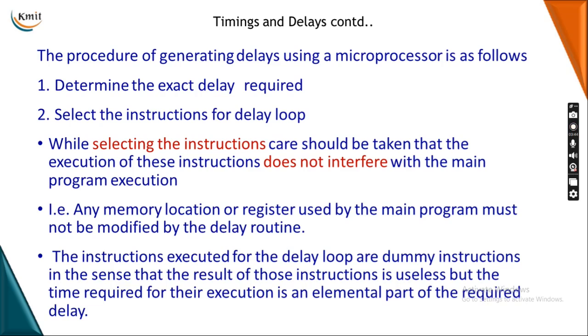The procedure for generating delays using a microprocessor is as follows. The first step is to determine the exact delay required. First, we determine what delay the processor should execute. Second, select the instructions for the delay loop. While selecting the instructions, care should be taken that the execution of these instructions does not interfere with the main program execution. Getting your point here?